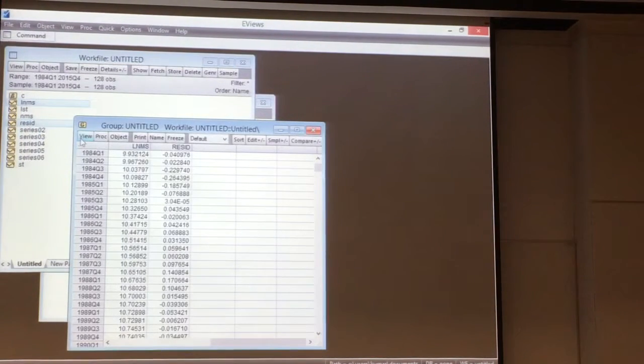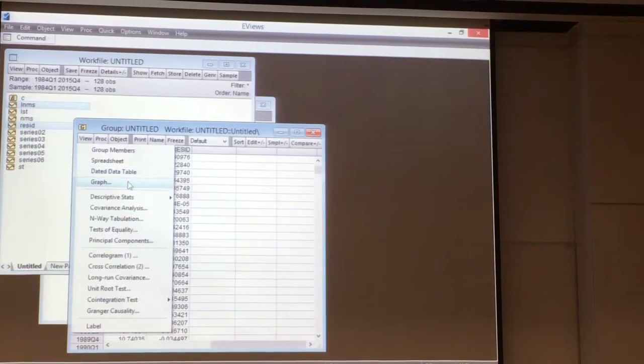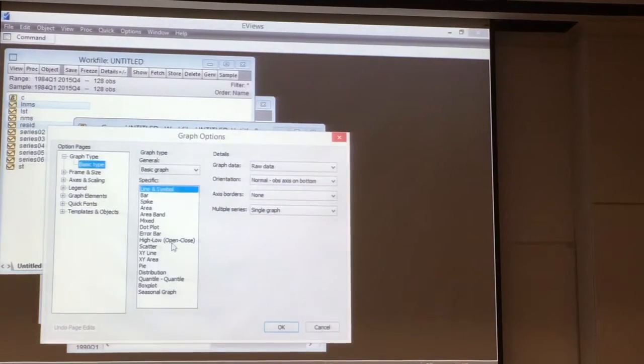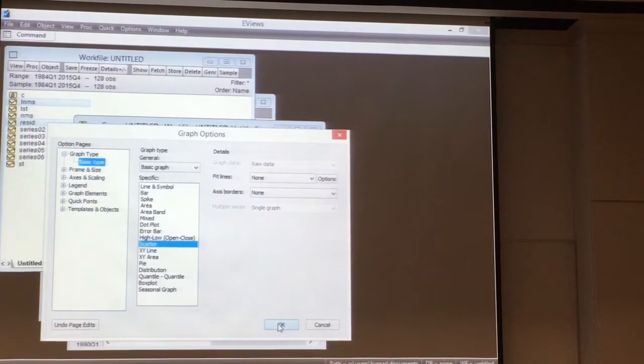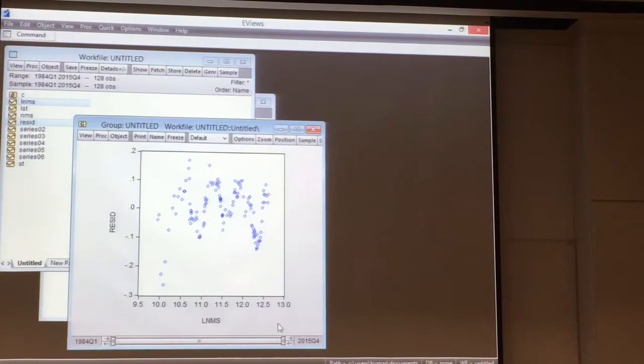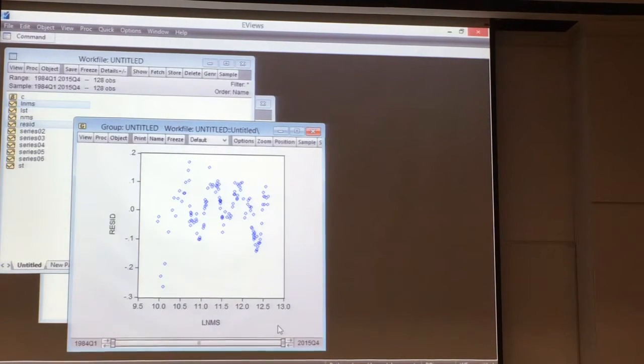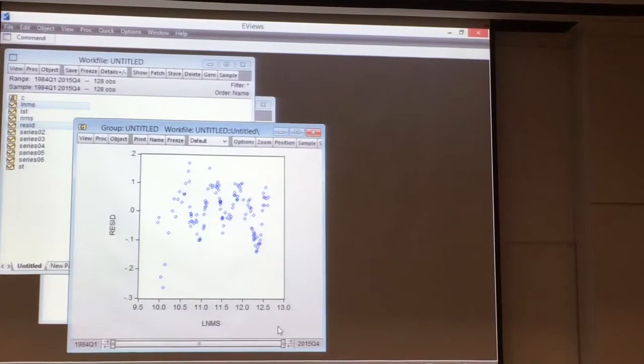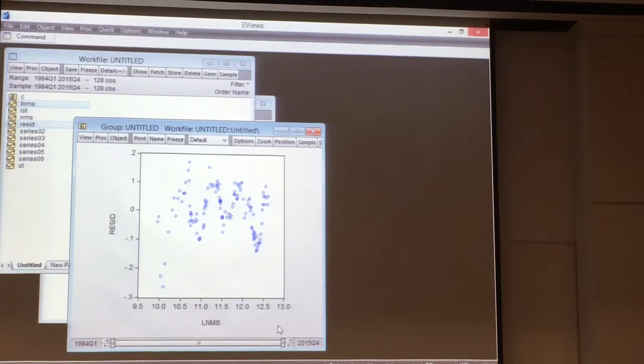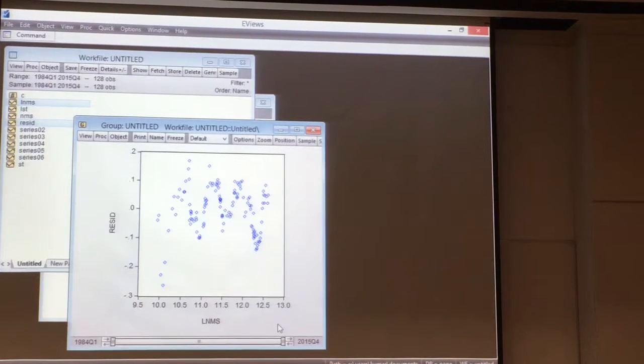Open group, graph, go for scatter plot. Okay, so is there an indication of heteroscedasticity is the question. What do you say? Do you think that there is a heteroscedasticity problem? Yes or no? This is your assignment question.